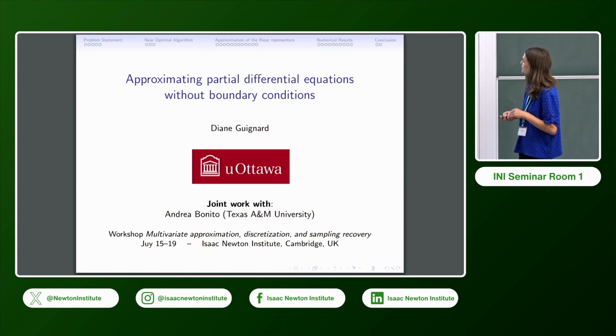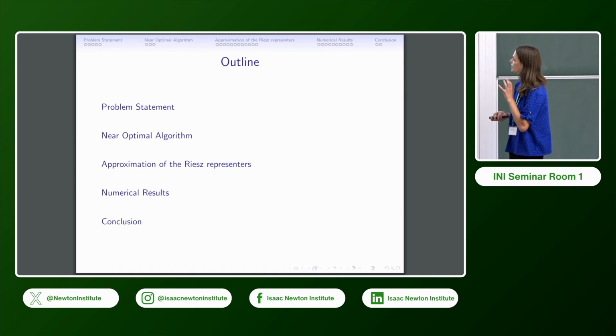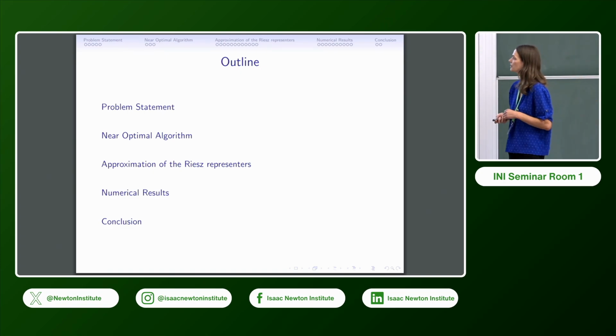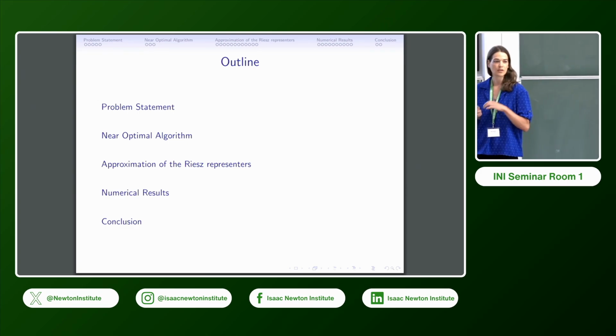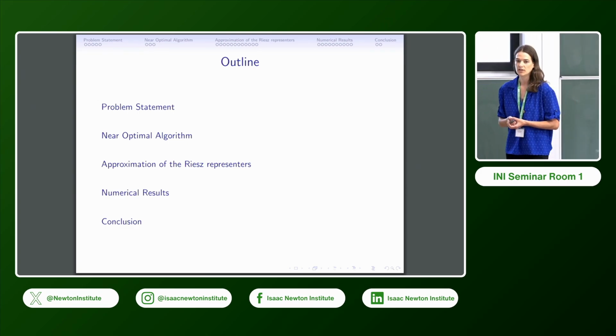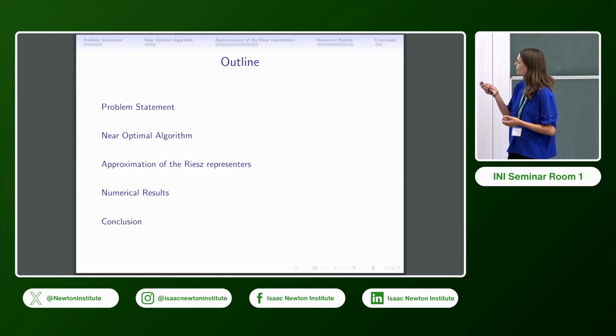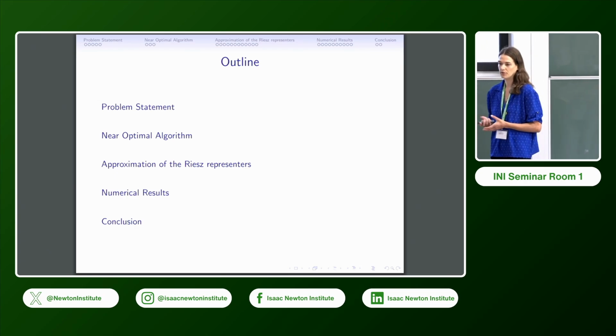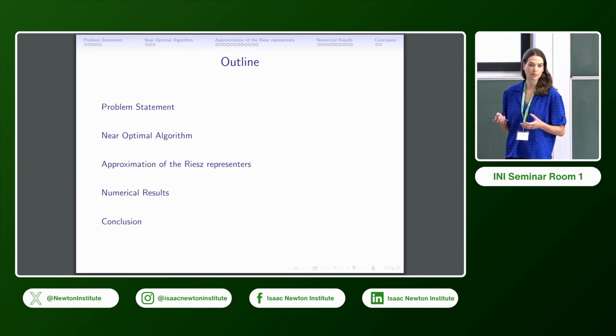So the first part of the talk will be, first I will state the problem and then recall the near optimal algorithm that was presented this morning. So the first two parts will be somehow a summary of what we've seen earlier today. And then the main part will be about the approximation of the Ritz representers. And then I'll give you some numerical experiments to show you how our algorithm performs on some examples.